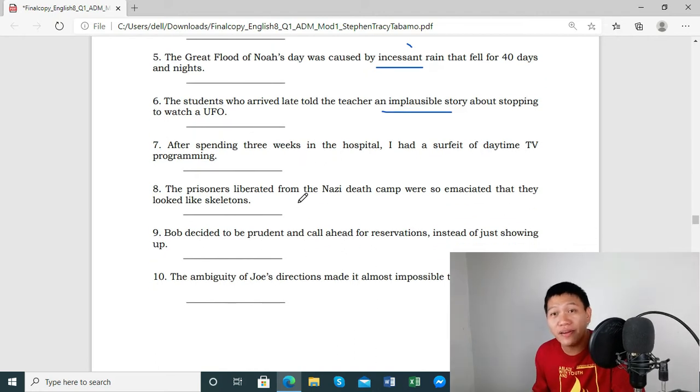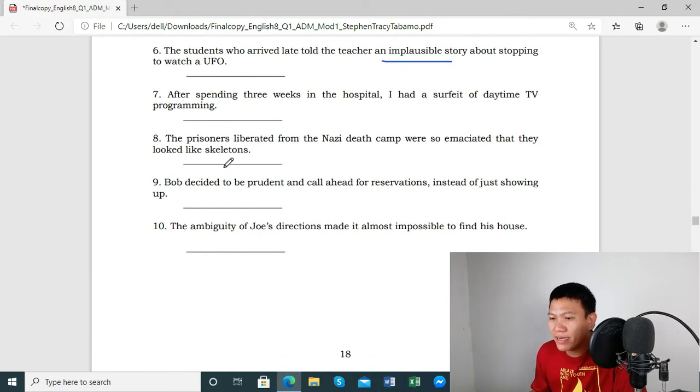If you have a dictionary, you can use a dictionary. It's okay. If you have a kuya or an ate who is very good in English, you can also ask help from them. It's okay with me. Number 7. After spending 3 weeks in the hospital, I had a surfeit of daytime. So surfeit of daytime. So you are to define this word.